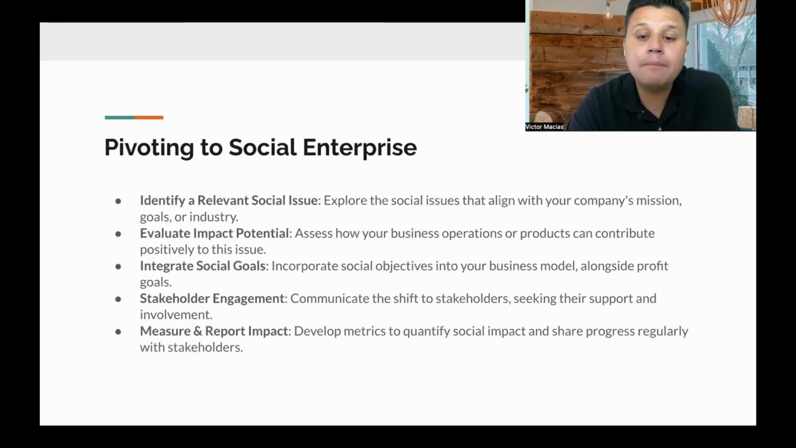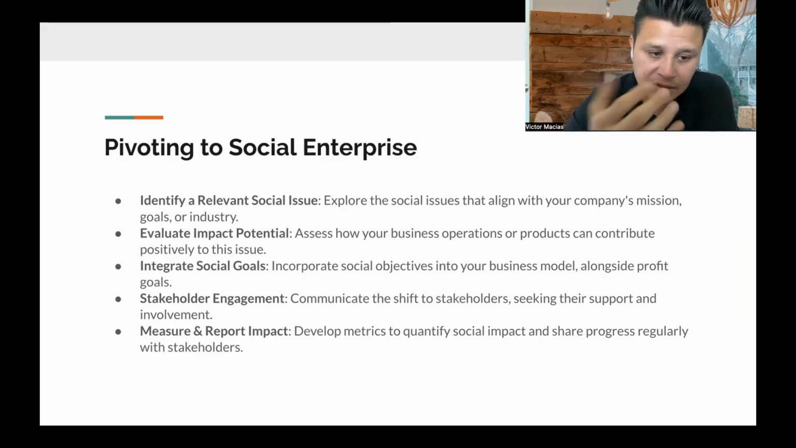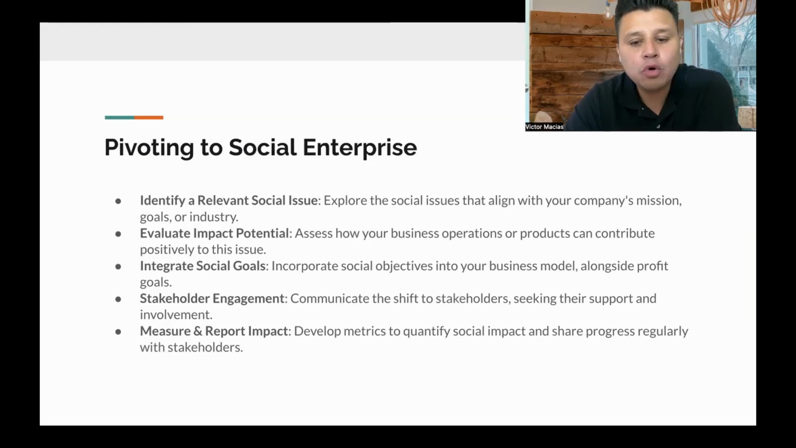Now, if you're an existing company and you want to pivot towards a social enterprise, here's a couple things to keep in mind. So you want to identify a relevant social issue. So explore social issues that align with your company's current mission, goals, or industry. Evaluate the impact potential. So assess how your business operations and products can contribute positively to this change. Integrate social goals. So incorporate social objectives into your business model alongside profit and goals.